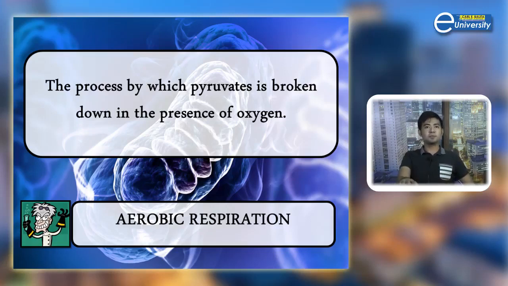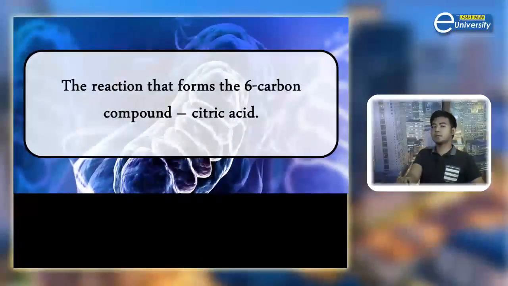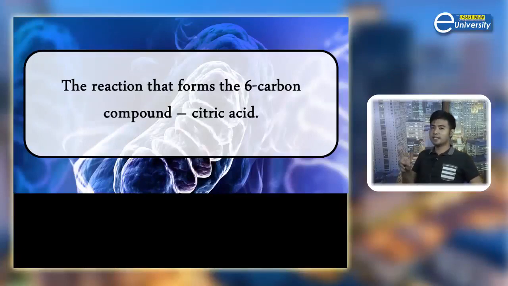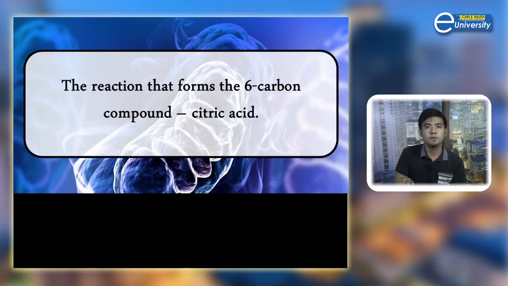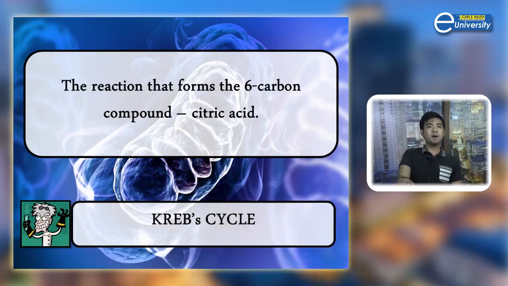How about this one? What do you call the reaction that forms 6-carbon compound or citric acid? What is that reaction? The second stage of cellular respiration that occurs in the inner membrane of the mitochondria. So that stage or process is called Krebs cycle. Very good.